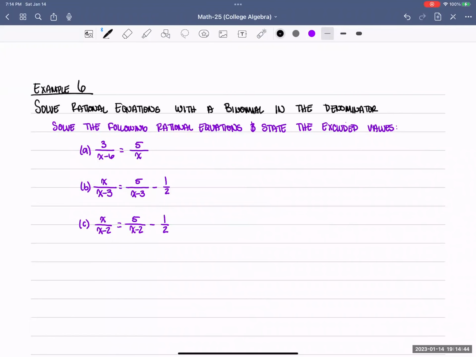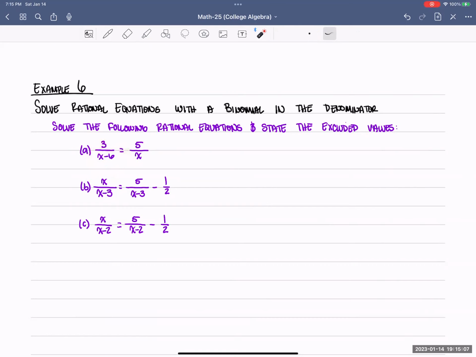Section 2.2, example 6, solving rational equations with a binomial in the denominator. For this example, we're going to solve the following rational equations and state the excluded values. What we were used to before, we find our least common denominator and multiply both sides by that. Here we have a binomial though.